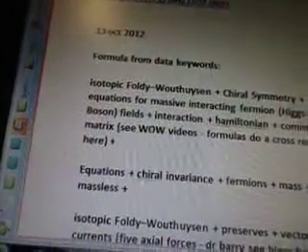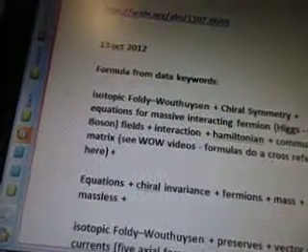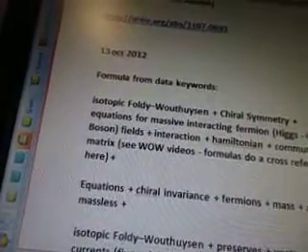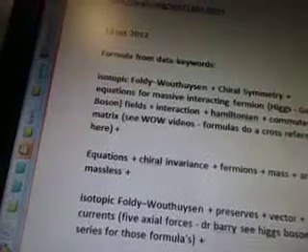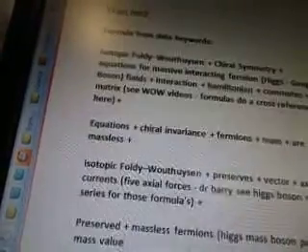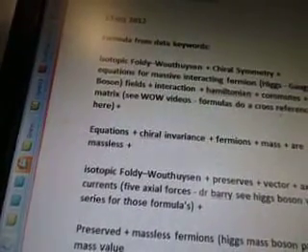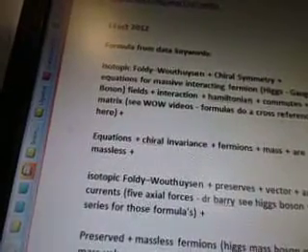So October 13th, 2012 is when I was working on this. Today is November 17th, 2012 when I'm filming it. So the formula from the data keywords is isotopic Foldy Wouthuysen, Chiral symmetry, equations for massive interacting fermions, Higgs, Gauge, Boson, fields, interaction, Hamiltonian, commutes, matrix. See WOW videos for formulas to do cross-reference here on the matrix.